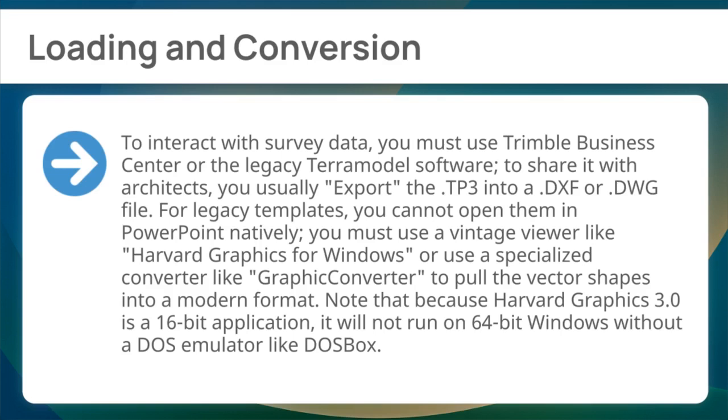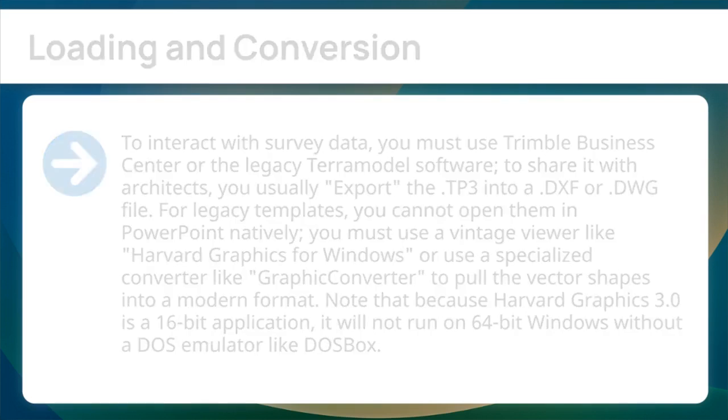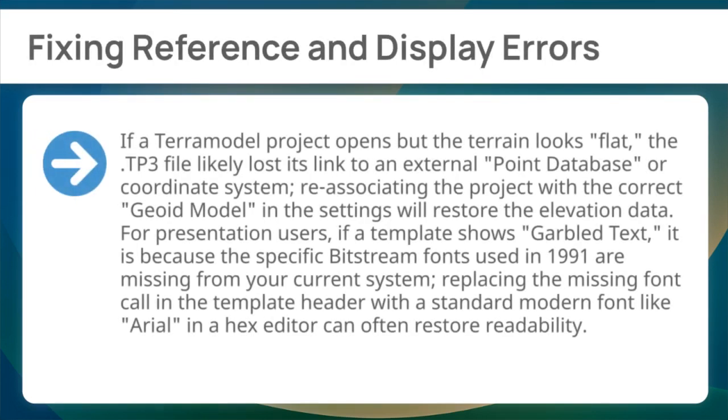Note that because Harvard Graphics 3.0 is a 16-bit application, it will not run on 64-bit Windows without a DOS emulator like DOSBox. Finally, fixing reference and display errors. If a model project opens but the terrain looks flat, the TP3 file likely lost its link to an external point database or coordinate system. Reassociating the project with the correct geoid model in the settings will restore the elevation data.